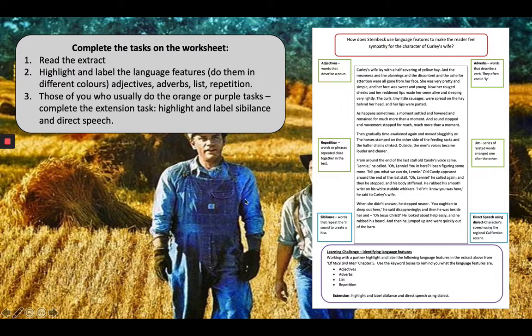Okay, now with your annotations, so as well as highlighting it, think about what those words tell us. Okay, so if you've picked out an adjective, so in the first line, Curly's wife lay with a half covering of yellow hay. So yellow is an adjective. What does that colour tell us? Why is it significant? What other colours do we normally associate with Curly's wife? So each of your highlighted words should have some explanation written around them. If you haven't got room on the worksheet, just do it on the back or do it on another piece of paper.